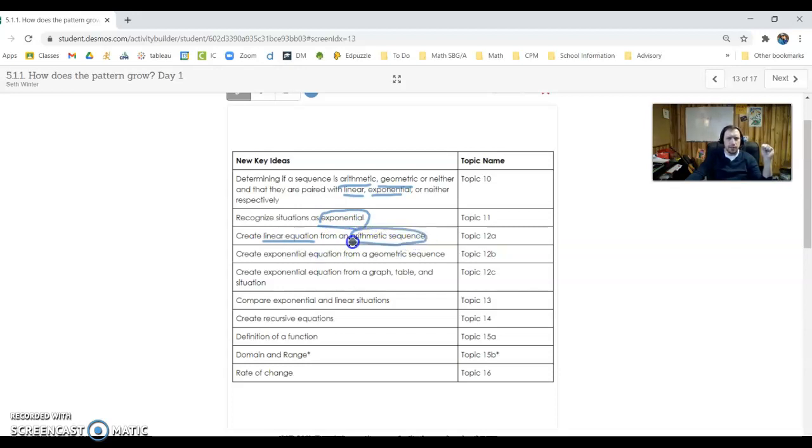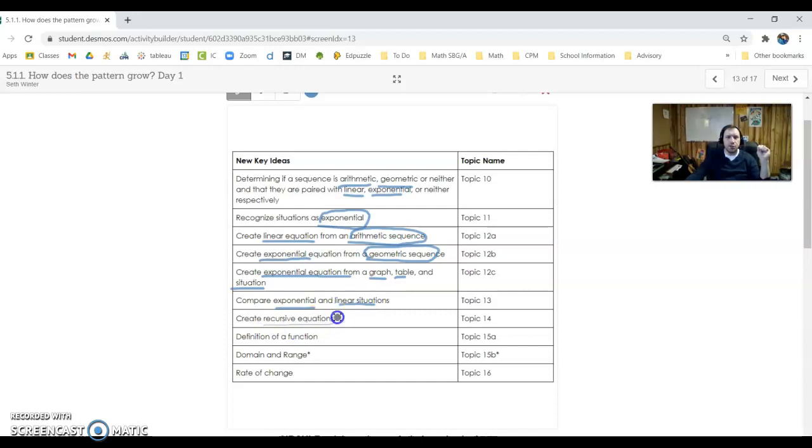We know what linear means, so what's arithmetic mean, do you think? Create exponential equations from a geometric sequence. Create exponential equations from graphs, tables, and situations. So again, we're going to be creating all these different functions and new equations. Compare exponential and linear situations.